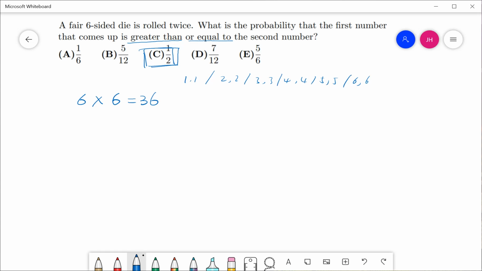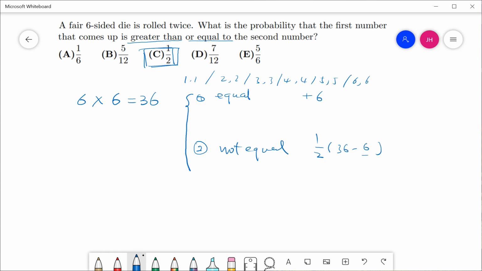So we subdivide the 36 possible outcomes into two cases. The first case is the two numbers are equal, and we have 6 possible outcomes. When they are not equal, here the beginning motivation comes into play. When they are not equal, there's an equal chance that the first number is greater than the second one. So we have half of the chances that the first number is greater than the second one.